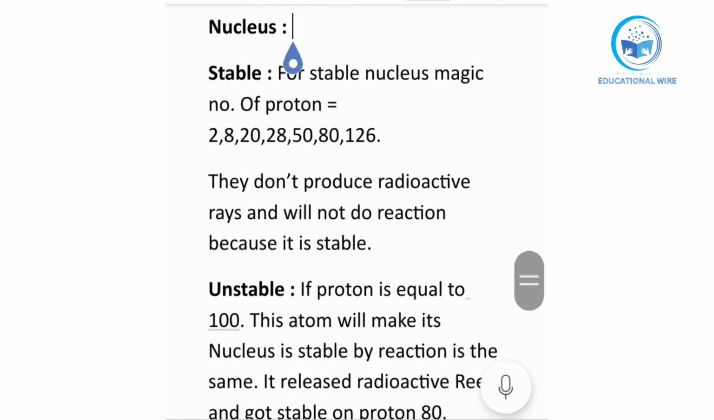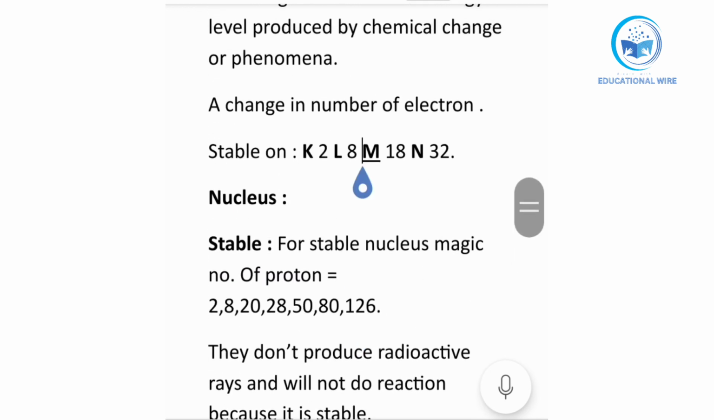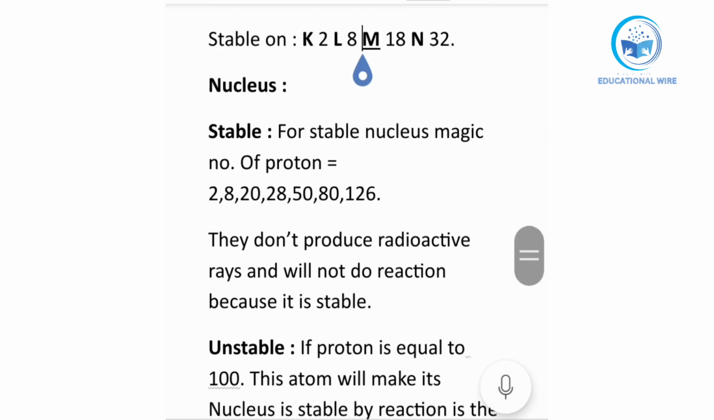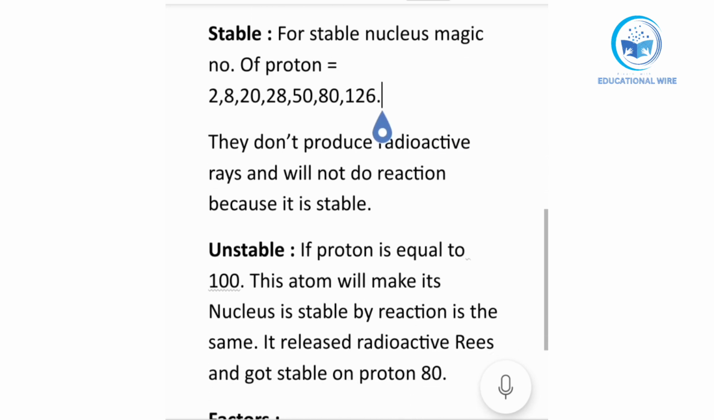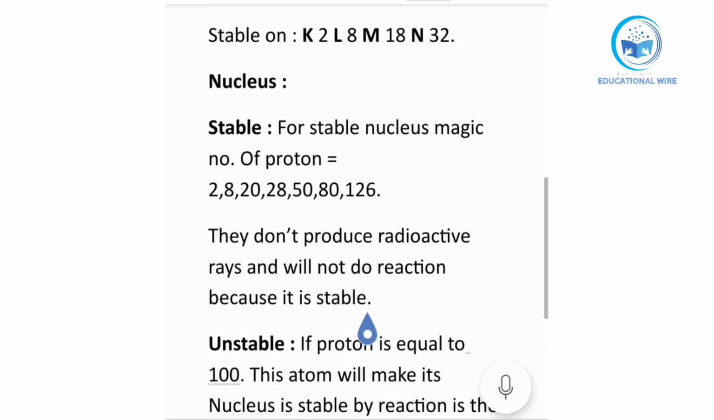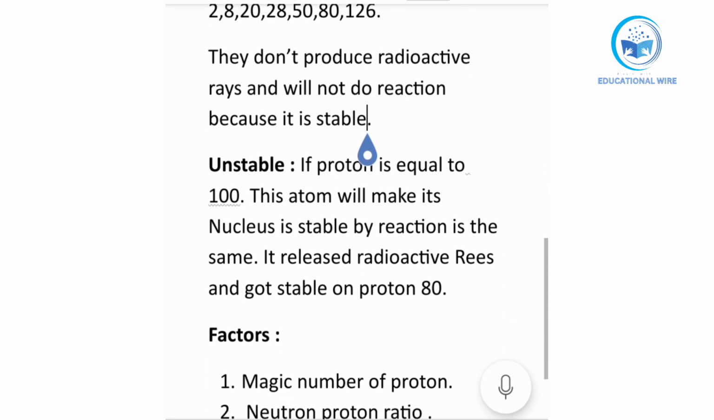After that, we have the nucleus. There are two types of nucleus, stable and unstable. A stable nucleus has a magic number of protons, like a nucleus becomes stable on these magic numbers. We have to remember these numbers, like the number of electrons becomes stable on K, L, M, N, 2, 8, 18, 32, and the number of protons becomes stable on 2, 8, 20, 28, 50, 80, 126. Okay, and such a nucleus does not produce radioactive rays and will not do a reaction, because it is already a stable nucleus, so it will not do any reaction and not produce any radioactive ray.